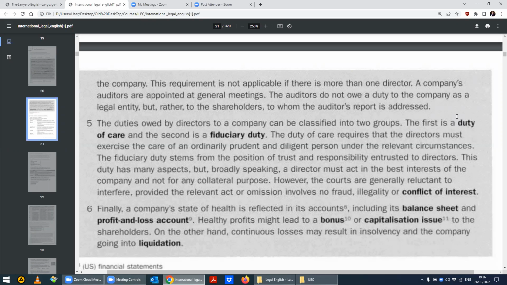Let me explain. The duty of care does not mean to be careful in your work. The duty of care means the duty to take care that you obtain all the necessary information to enable you as a director to make an informed decision at a company board meeting. If you don't bother to take the care to obtain the information and just vote yes or no without obtaining the information, you're in breach of your duty of care.